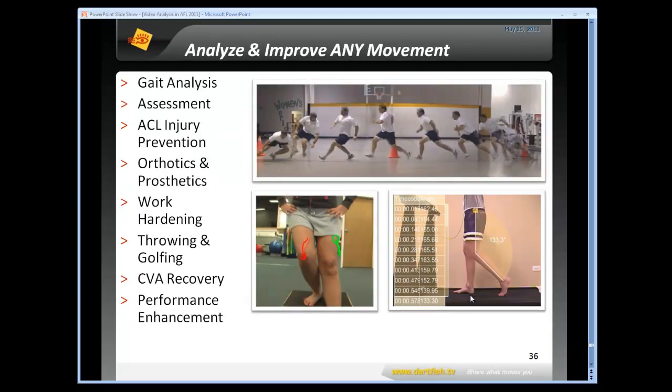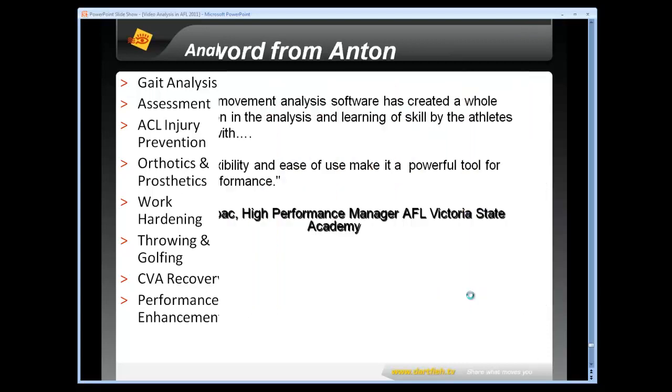There's use of gait analysis, assessment, ACL injury prevention, orthotics, prosthetics, throwing, recovery, performance enhancement, all these things at the elite level where video is used as well, to give your coaches an idea that there's no stone left unturned at that level with regard to the other things that happen in video.